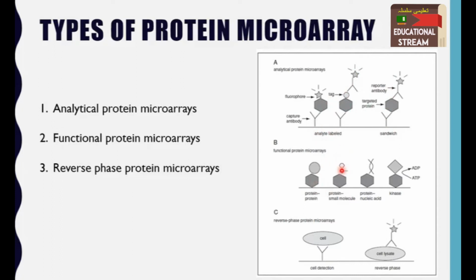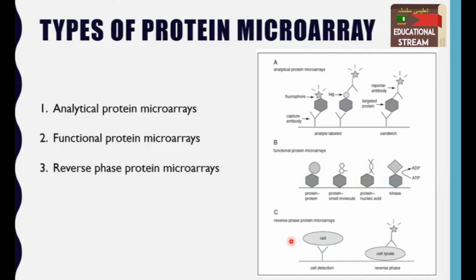The second type of protein microarray, as we have discussed, is the functional protein microarray. And the functional protein microarray has broad applications in studying protein interactions, including protein binding and enzyme substrate interactions. As you can see, protein-protein interaction, protein small molecule interaction, protein nucleic acid interaction, or kinases, in which we use the cell proteins to be coated on the glass, and then the partner reagent, either a protein or small molecule or nucleic acid or any enzyme, is added to find out the interaction between the two.